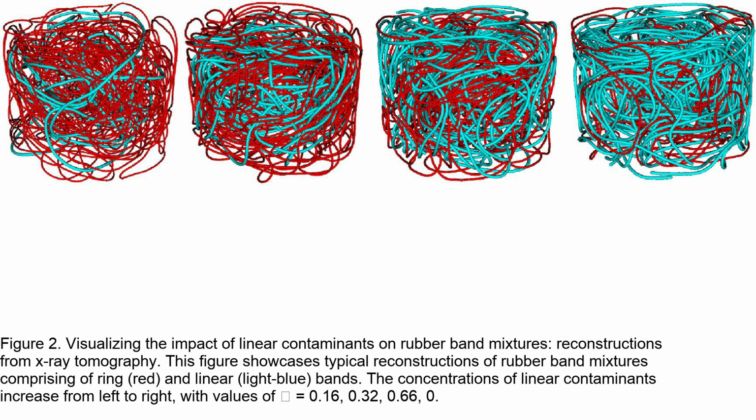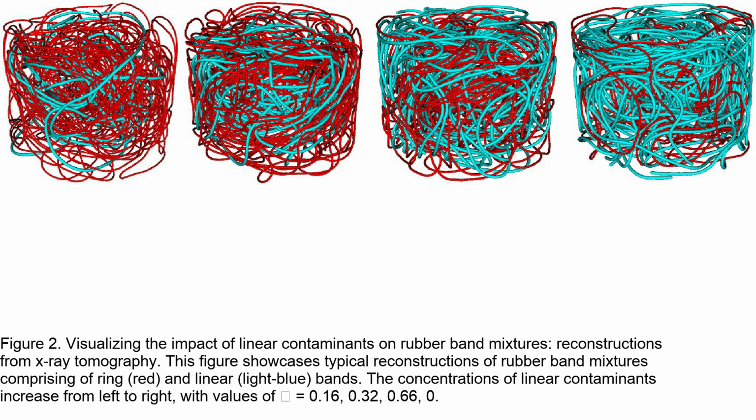Figure 2 of the paper shows the impact of linear contaminants on the structure of ring-linear mixtures of rubber bands using X-ray tomography. The figure presents tomographic reconstructions of ring-linear mixtures with increasing concentrations of linear bands. The rings are depicted in red, while the linear bands are shown in light blue. As the proportion of linear bands increases from left to right, the figure visually demonstrates the changes in the structure of the mixture. The significance of Figure 2 to the paper is that it provides experimental evidence for the reduction in the average size of rings within a semiflexible ring-linear mixture as the concentration of linear bands increases.